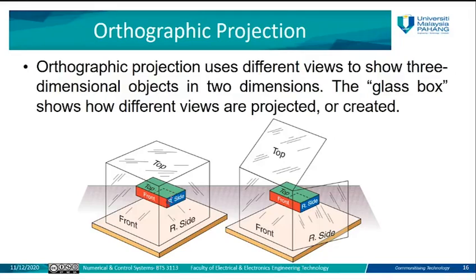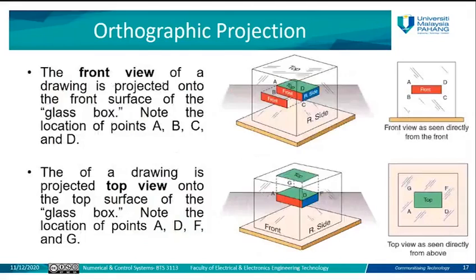So it consists of more than two dimensions. In order to represent it in two dimensions, you need to project this view into a three-view form. For example, the front view of the drawing will be projected onto the front surface of the glass box. This is the product, and this is how it will be projected on the glass from the front side.